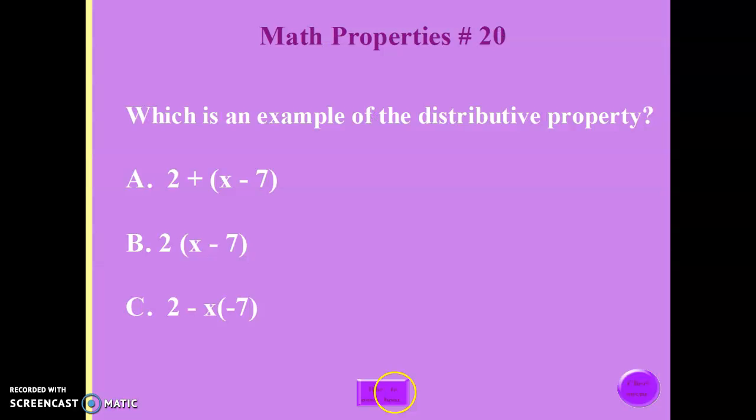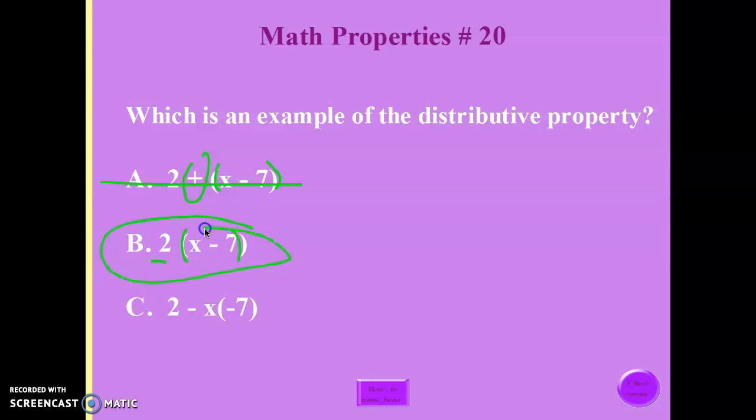All right, last question, guys. Which is an example of the distributive property? Remember, that is when we have a term right out front of a grouping, and it indicates multiplication. If I look at A, we do have a grouping, and we do have a number out front, but the operation in between is an addition. So not it, because we know distributive has to do with the operation of multiplying. If we look at B here, we have a 2 right outside of our grouping. When they're buddied up like that, we think of multiplication, so B would be your correct answer.